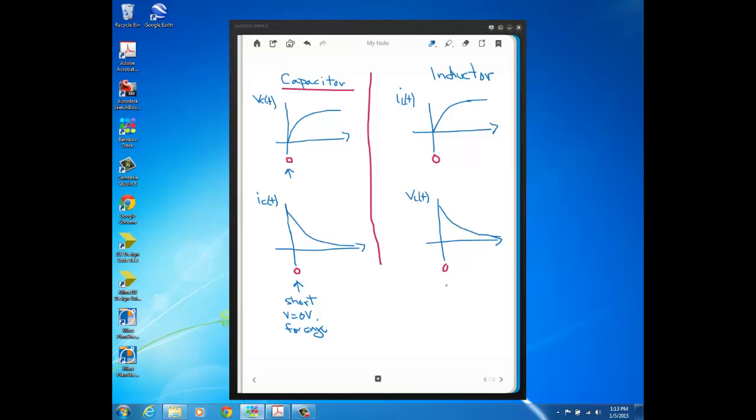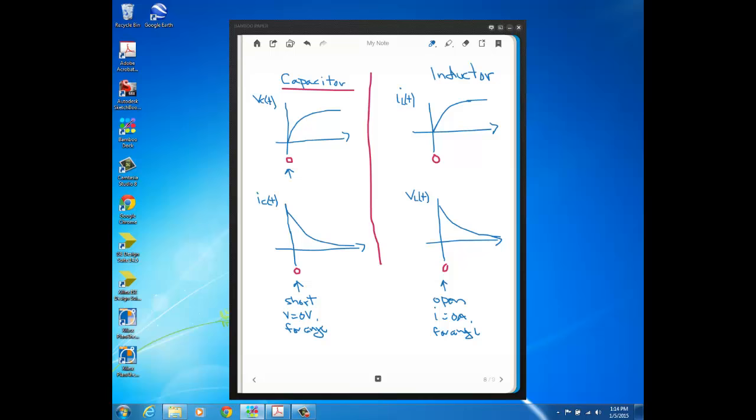Look, in the inductor case, it's just the opposite. See, because in the inductor case, at t equals 0, the current is 0, and yet there's a voltage. And you see that's the definition of an open, right? That the current is 0 for any voltage. Okay, so those are our initial conditions for initially uncharged capacitor and initially unenergized inductor.